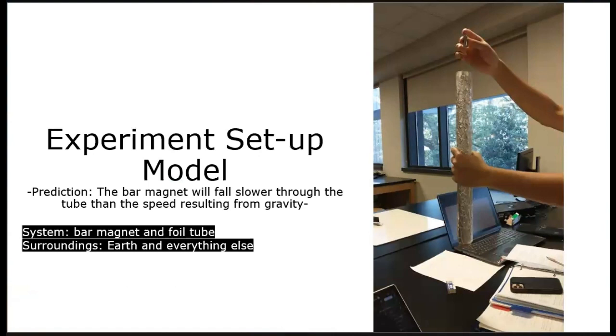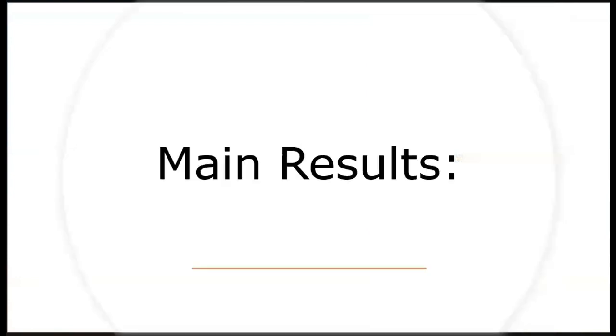Here's our experimental setup, which you can see to the right. You can see that we dropped the bar magnet through the tube of aluminum foil and tested the time with our phones. The prediction for this lab was that the bar magnet will fall slower through the tube than the speed resulting from gravity. The system is the bar magnet and the foil tube. The surroundings is Earth and everything else.